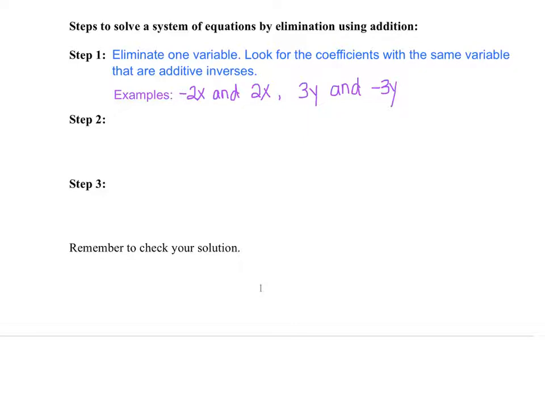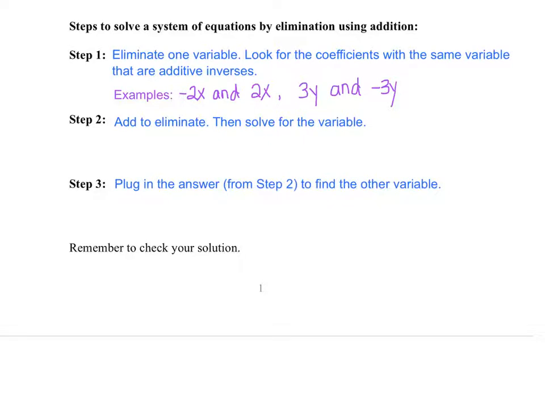Step 2, we're going to add to eliminate, then solve for the variable. And then our last step, step 3, is we're going to plug in the answer we got in step 2 to find the other variable. Your final answer is going to be an XY coordinate. So we plug in the answer from step 2 to find the other variable. Remember, your final answer is a coordinate in XY form.